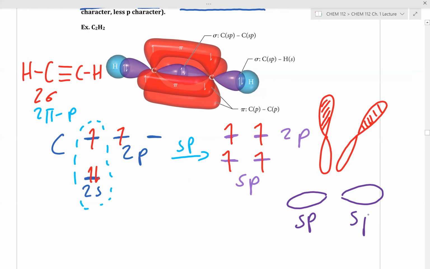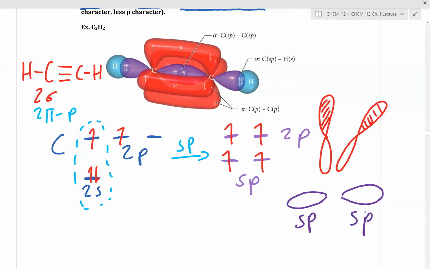This is one sp, this is the second sp orbital. And do you notice how they're directly 180 degrees apart from each other? So that's why the sp hybridization correlates with a linear geometry, correlates with 180 degree bond angles. So based on the bond angles and geometry we observe, that gives us a tool to help rationalize and explain the hybridization of the atoms in our molecule.